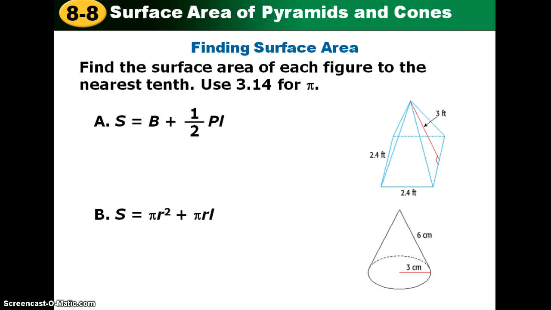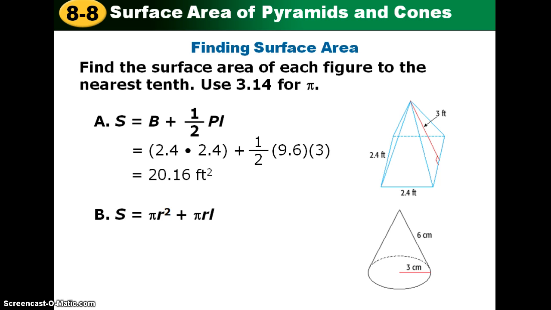So let's try to find the surface area to the nearest tenth using 3.14 for pi when necessary. We have a rectangular pyramid. The area of the base is 2.4 by 2.4 plus 1/2. The perimeter of the base would be 9.6, and our slant height, our outside height, is 3. We calculate those two values separately, add them together, and we get 20.16, or 20.2 feet squared.